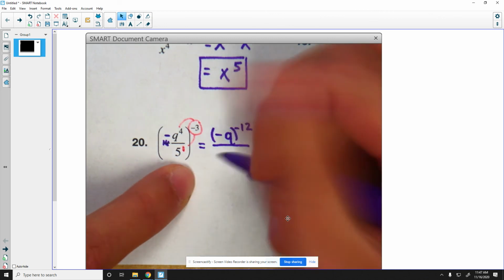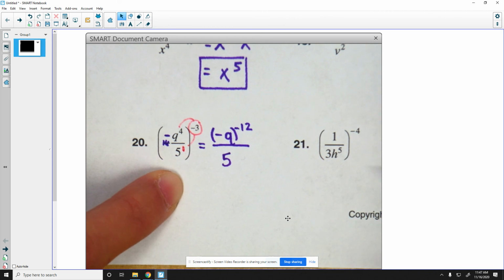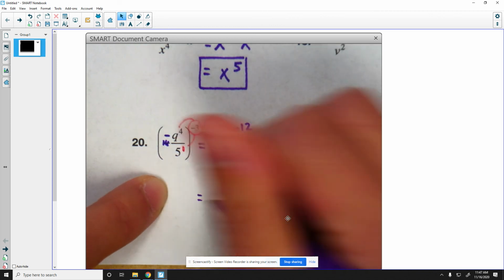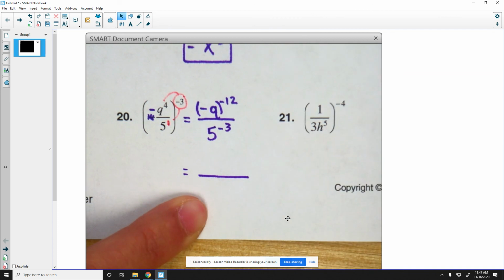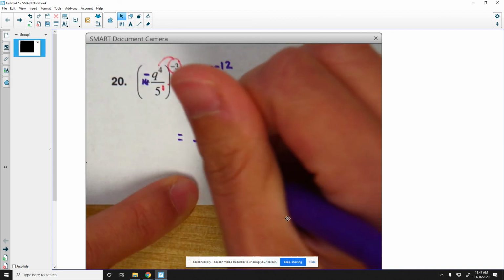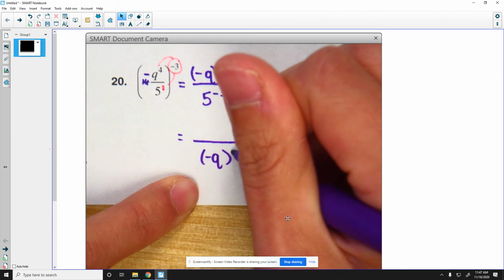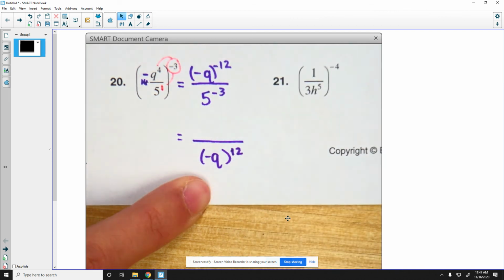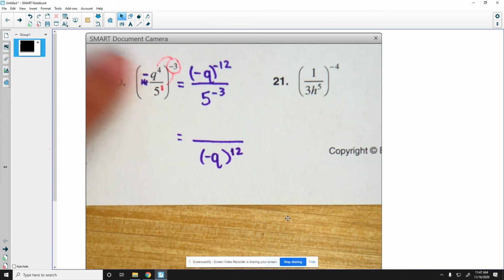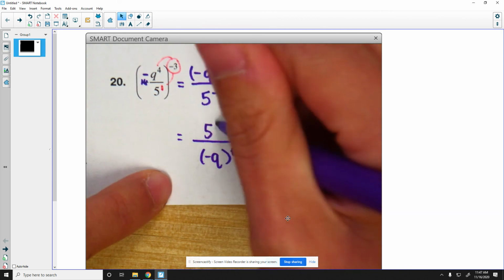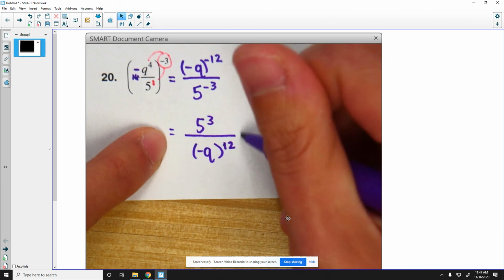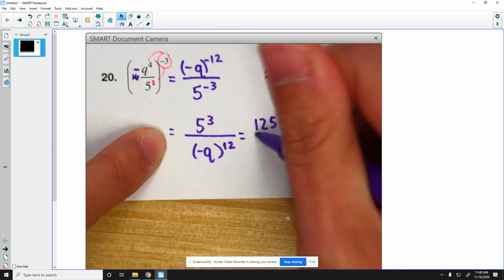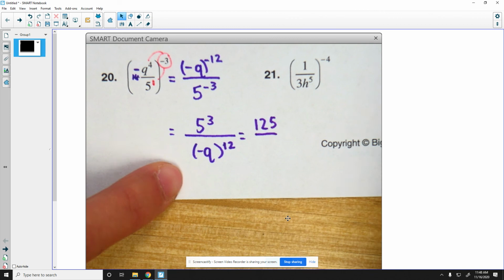Okay, then for the bottom one, 5 to the negative 3rd. Okay, now you can start rearranging things. So Q, top or bottom? Bottom. But remember, it's still a negative Q and it's still in parentheses. The 5, top or bottom? Top. Okay, so 5 to the 3rd, Hudson said, is 125. You still have to multiply it out because it's a small enough number.